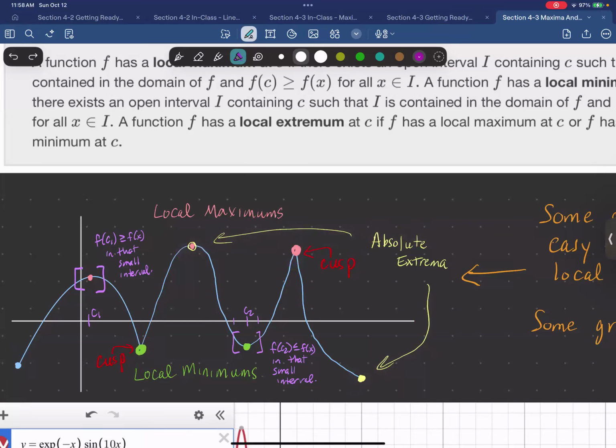Now, it's important to note that we don't call this point or this point a local min. They are not local mins because I can't do a small interval around it. If I do a small interval around it, my graph doesn't exist over here.